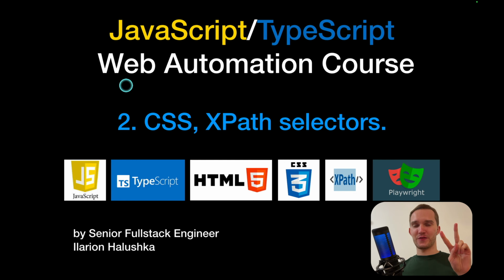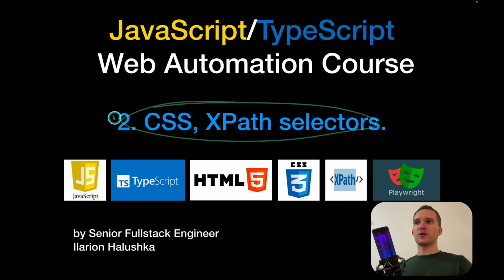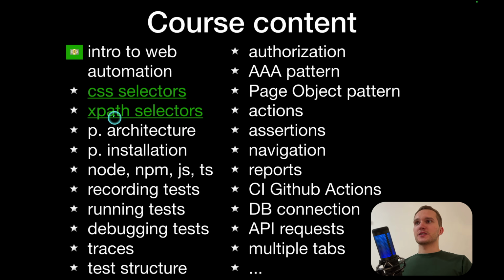This is the second video of my JavaScript/TypeScript web automation course. This video will be dedicated to CSS and XPath selectors. Last time we already did some selections and played with the Google Chrome browser console. We entered some JavaScript commands to manipulate the web page, and if you remember, we had some magical selectors that were identifying the elements on the web page. So this is what we are going to talk about today, and let's go.